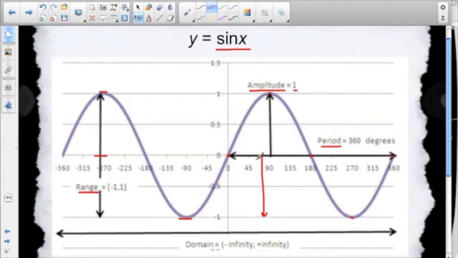And that is called the period. The last thing is the domain. The domain is going to be infinity. We can say all real numbers. So it goes on forever, the wave. Capital R, all real.